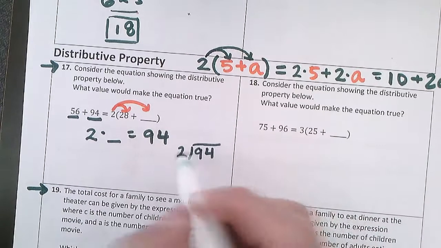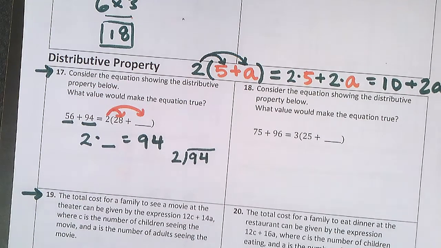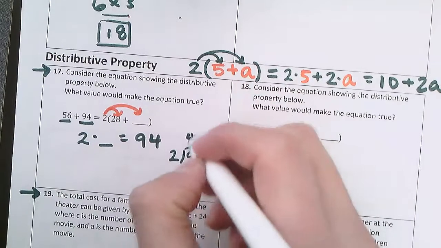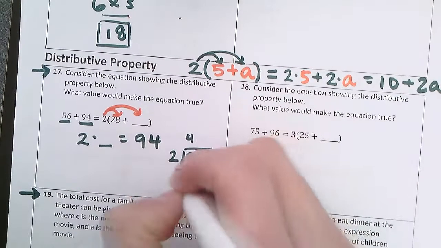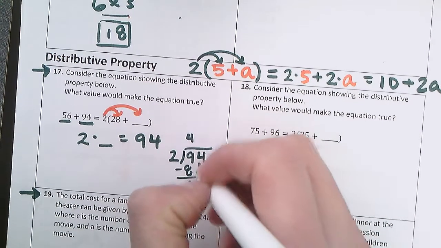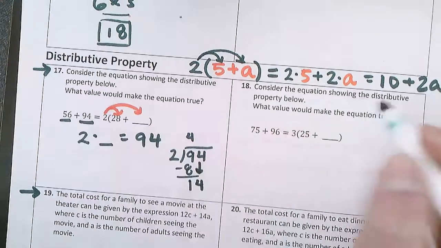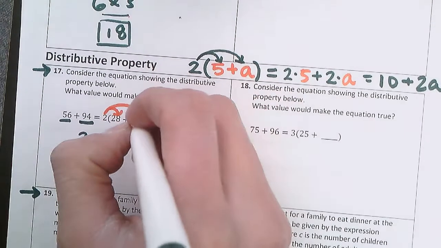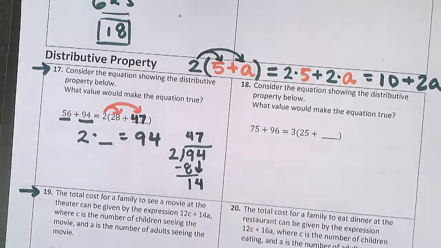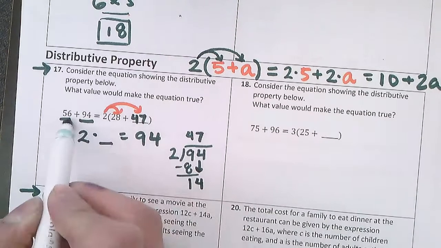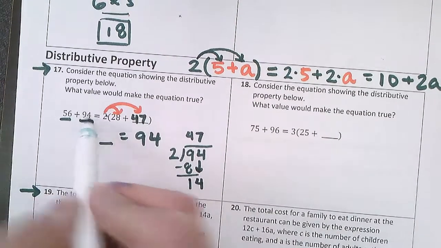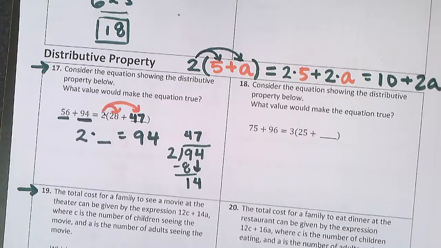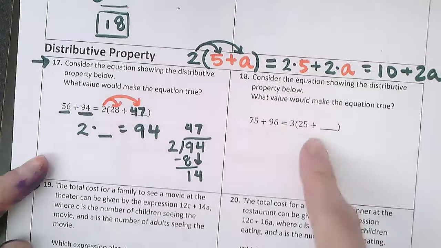And I want you to practice doing this long division because on the test you're not going to be able to use calculators. So how many times can 2 go into 9? It can go in 4 times. 4 times 2 would be 8. I subtract the 8. 9 minus 8 is 1. Bring down the 4. How many times can 2 go into 14? It can go in 7 times. So that means right here it's going to be 47. Because 2 times 28 is 56, and then 2 times 47 is 94. Okay, you can use that same strategy to solve number 18.